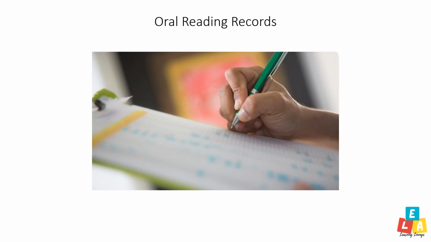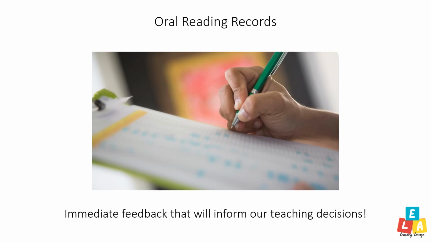Oral reading records also help us see what strategies our students are using or not using when they come to a word they don't know. So do they make an attempt, do they make an appeal to us, like begging for help, or do they just stop reading altogether? Basically, running records help us see if what we're teaching is being used by our students. The information is immediate and informs our teaching decisions in planning the next steps to move our students forward.